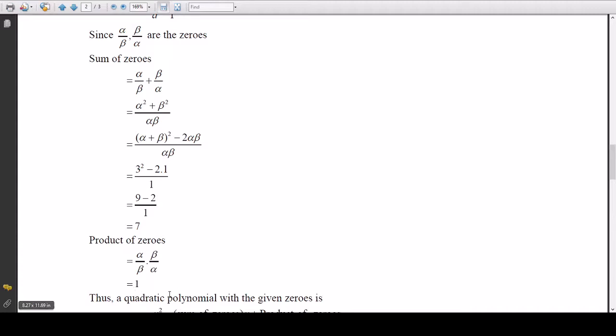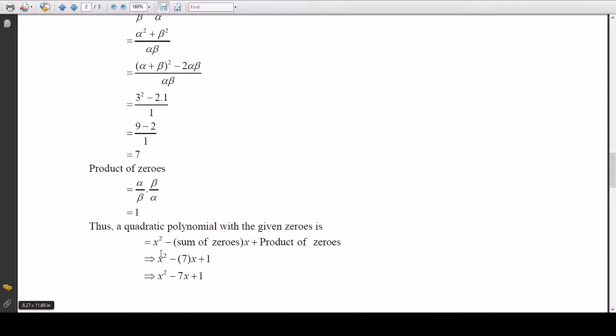Thus the quadratic polynomial formed with the given zeros will be, what are the given zeros? These are the given zeros. Sum is 7, product is 1. That means the polynomial will be, sum will be 7, product will be 1, that is x square minus 7x plus 1. Clear?